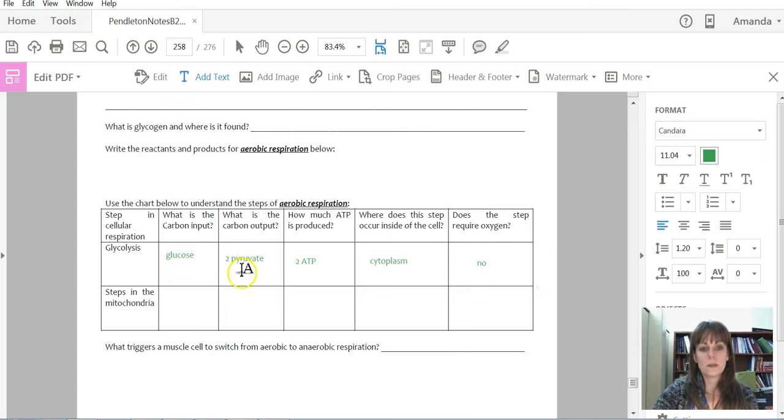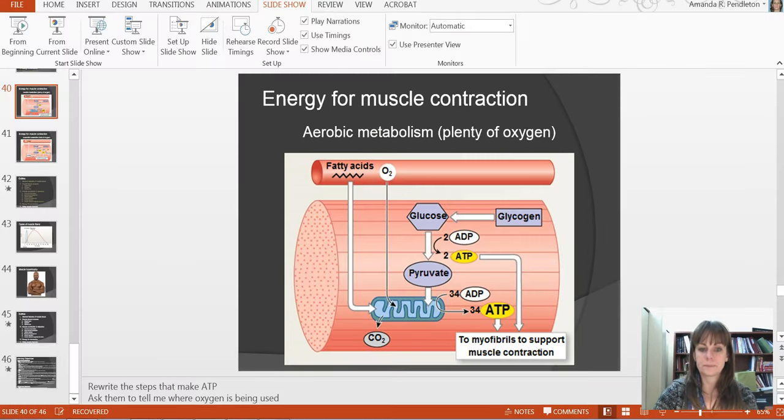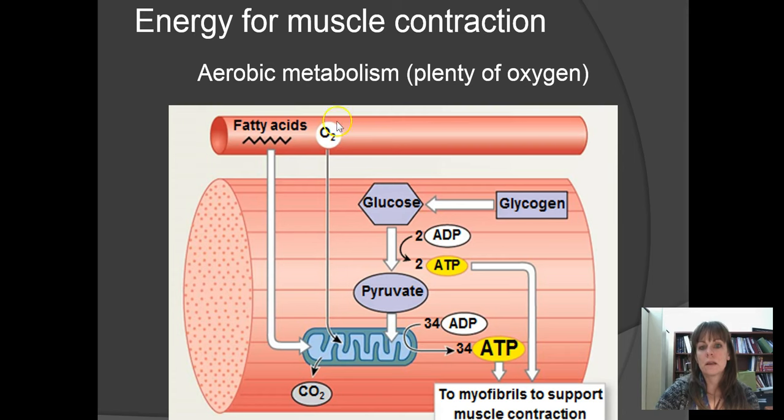We're then going to take this pyruvate and send it to the mitochondria. That is what's being shown right here. We take it through a series of steps. I'm not going to make you know those details. Pyruvate is converted into carbon dioxide, and as that happens, we are able to make 34 ATP molecules. Now notice, this requires oxygen. This is showing a blood vessel, and it's delivering oxygen to the mitochondria to be able to get pyruvate to turn into carbon dioxide.